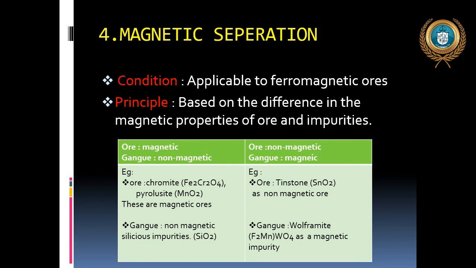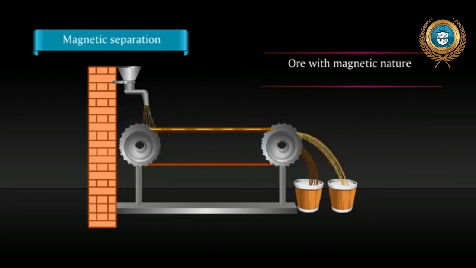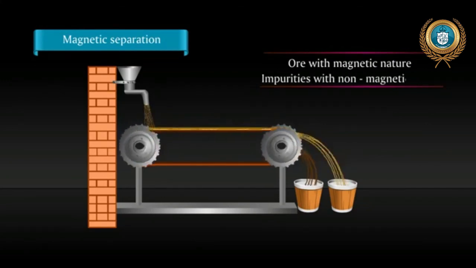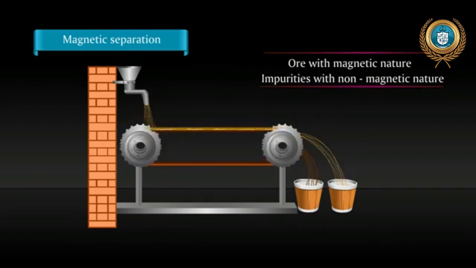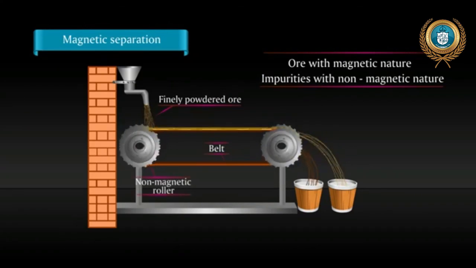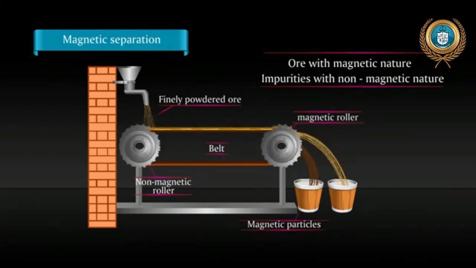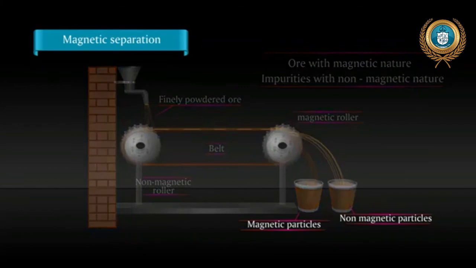Magnetic separation. This method is used to concentrate the ore with magnetic nature and impurities are non-magnetic, or vice versa. The powdered ore is dropped over the belt on the side of the non-magnetic roller. As the ore particles travel over the belt and reach the magnetic roller, the magnetic particles are attracted by the magnetic roller and fall into a heap on the inner side. The non-magnetic particles form a separate heap away from the magnetic roller.